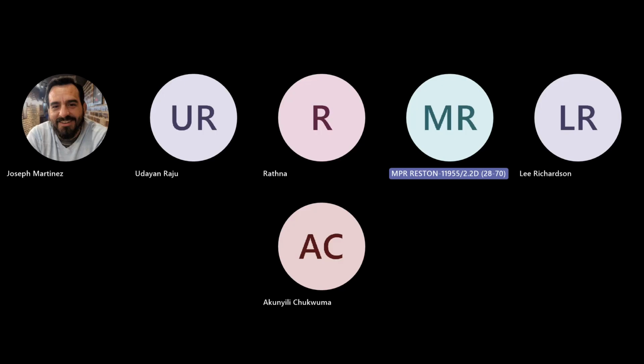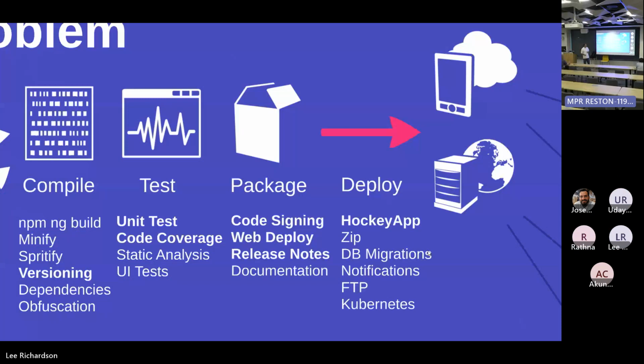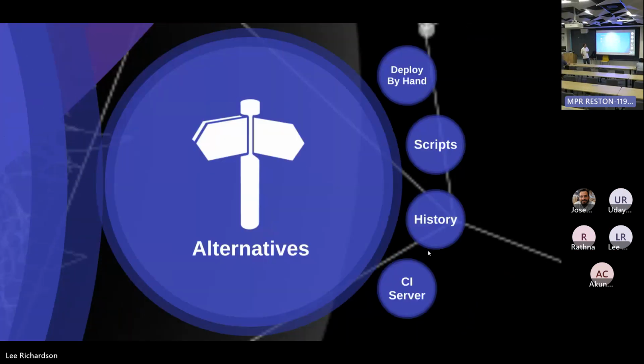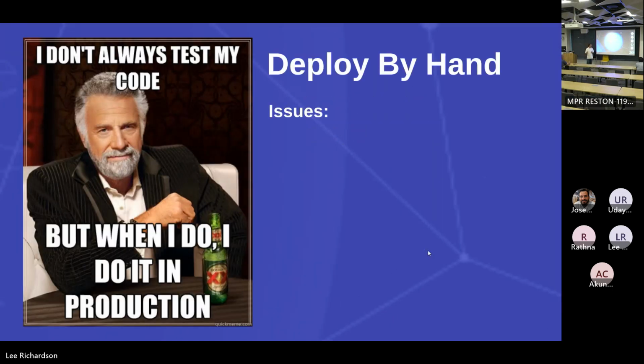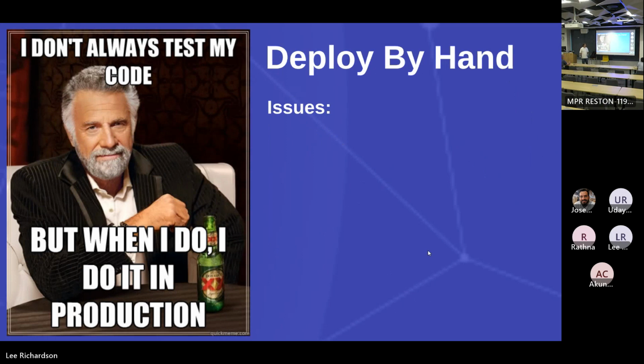Sophisticated. There's a lot of complex things that you need to do. And so there are different solutions available to you. You could deploy by hand. What would you say some of the disadvantages to deploying by hand are?